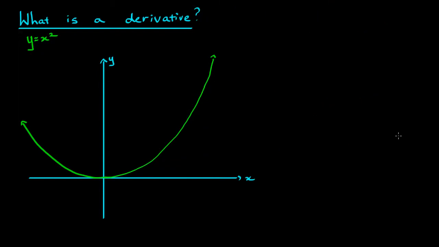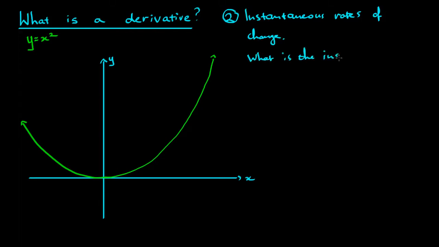So bearing that in mind, let's look now for the second part of this lesson at instantaneous rates of change. And we'll say, what is the instantaneous rate of change at x equals 1. So we're picking a particular x value here.